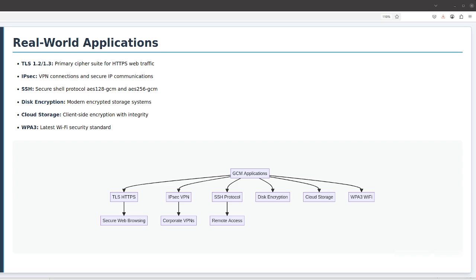When you visit an HTTPS website, there's a very high probability your connection is using AES-GCM to encrypt the traffic. IPsec, the protocol for VPN connections and secure IP communications, extensively uses GCM. RFC 4106 defines how to use GCM in IPsec ESP, the Encapsulating Security Payload. Many corporate VPNs and site-to-site VPN connections use IPsec with GCM to protect the traffic.